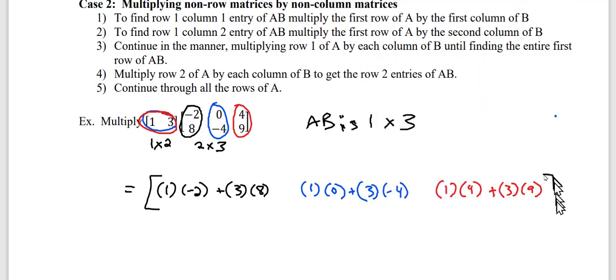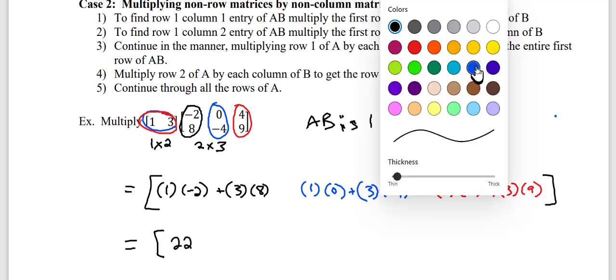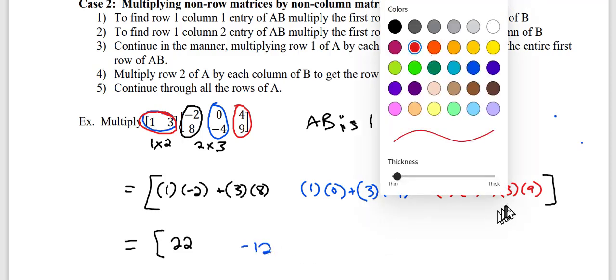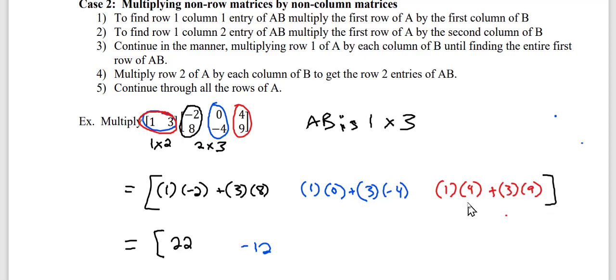Now let's simplify all of these. -2 plus 24 is 22. 1 times 0 is 0, plus -12 is -12. And then the red one is 4 plus 27 is 31. And that is our 1 by 3 matrix that is the product of these two matrices.